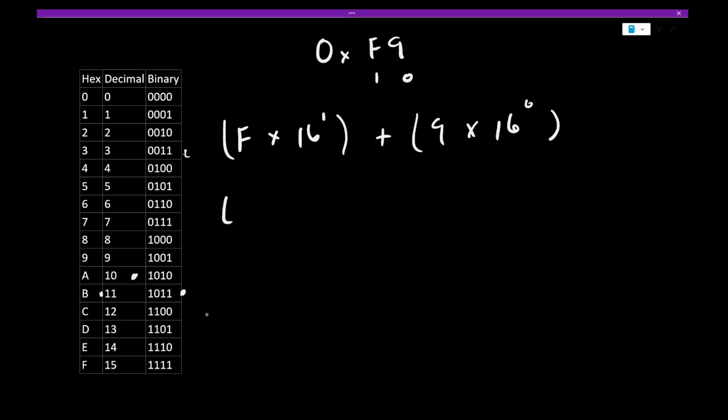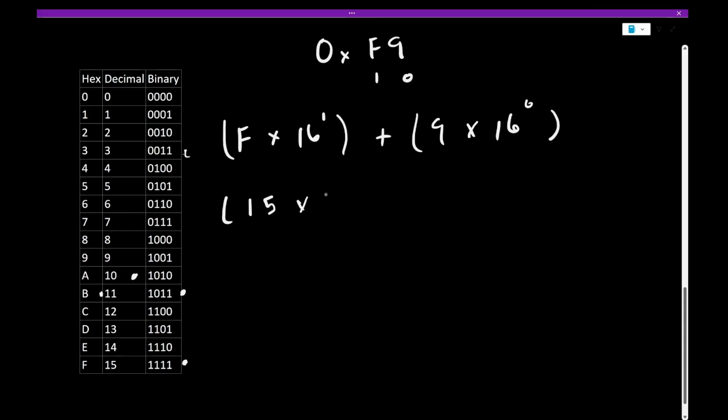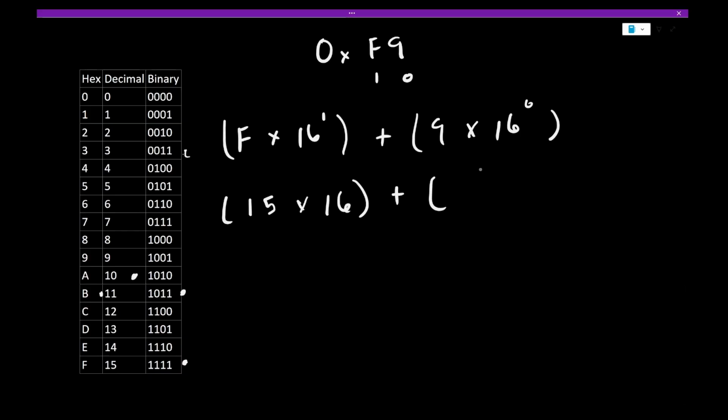Simplify this, so let's look at F. F is 1, 1, 1, 1, which is 15, times 16 to the 1, which is obviously just 16, plus 9 times 16 to the 0, or 9 times 1. 15 times 16 is going to be 240, plus 9 times 1 is 9. Add those together, what do you get? 249, and that's going to be a decimal number.